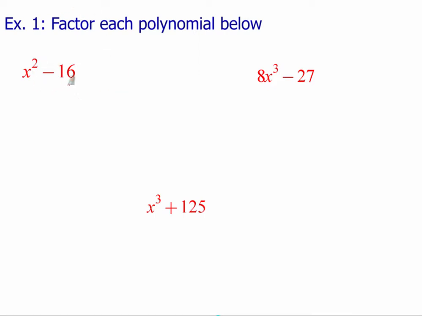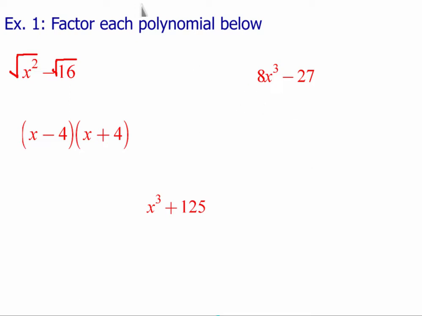For this one, this is x squared minus 16. x squared is a perfect square, and 16 is a perfect square. So this is a difference of squares, so I'm going to square root both of them. Okay, when I square root them both, the square root of x squared is x, the square root of 16 is 4, and following our factor pattern, it's x minus 4, x plus 4. I just use the same 2 terms, one with a minus, one with a plus.